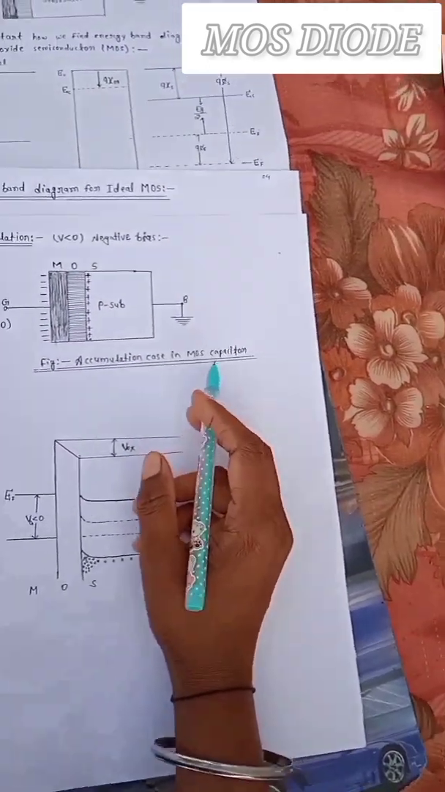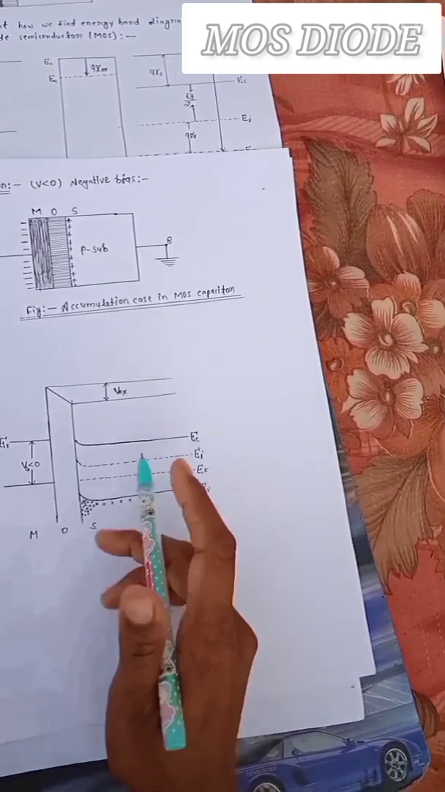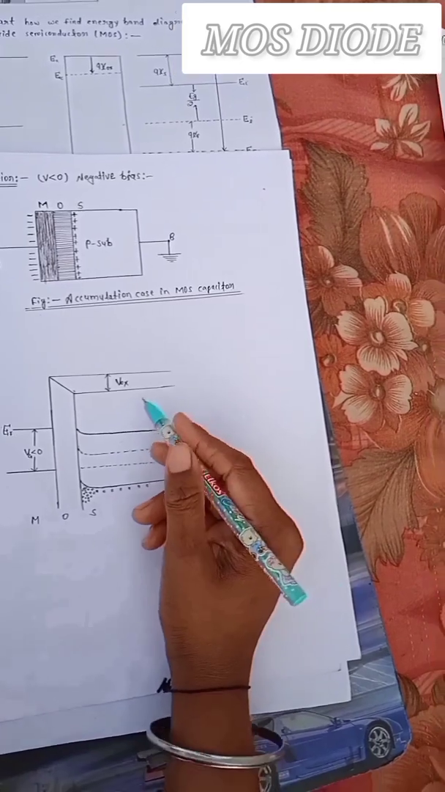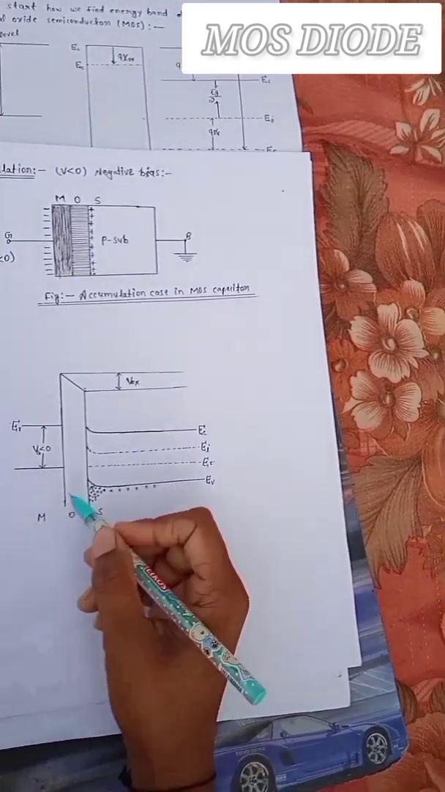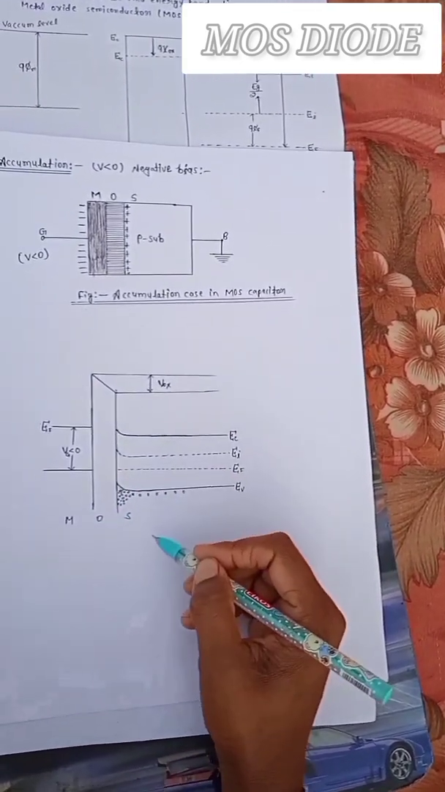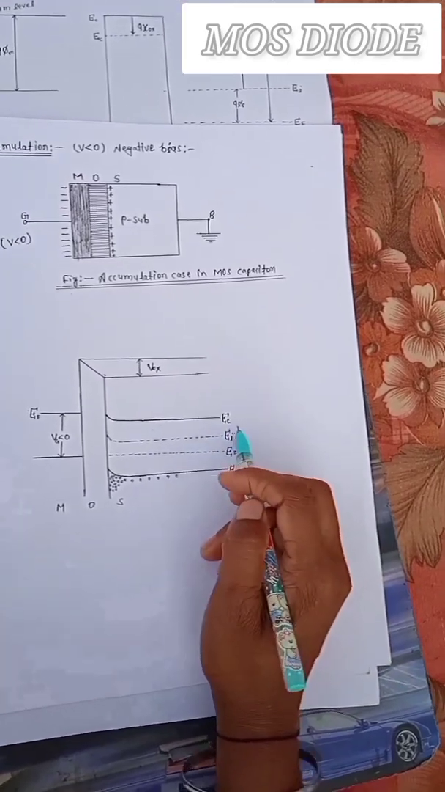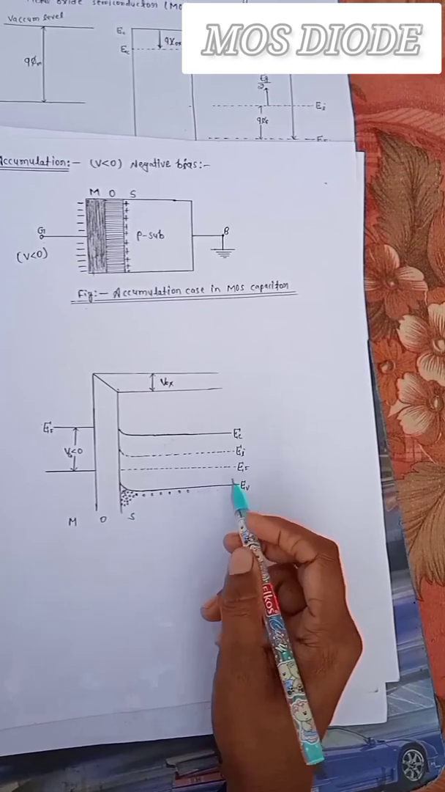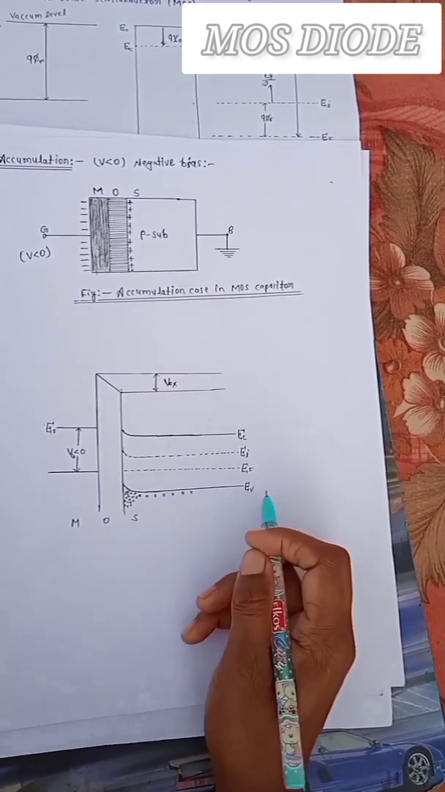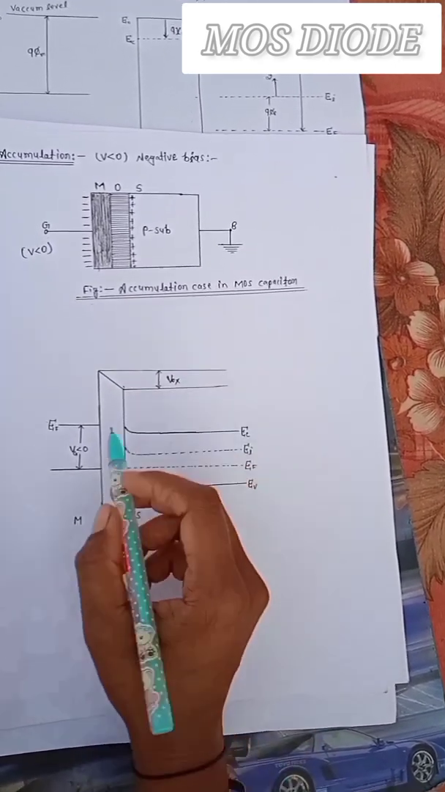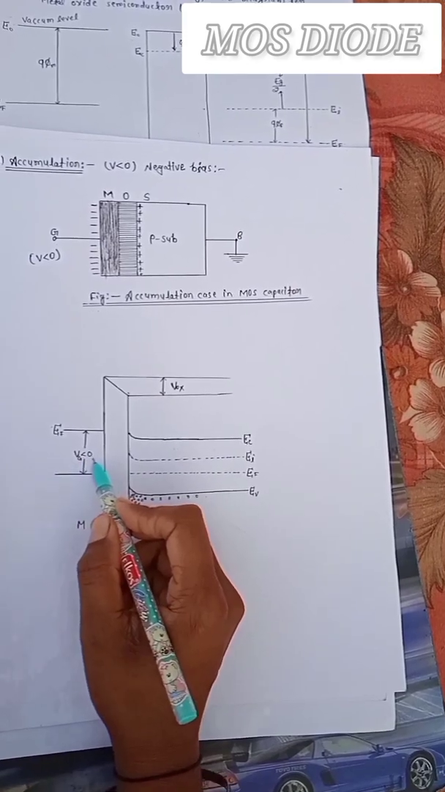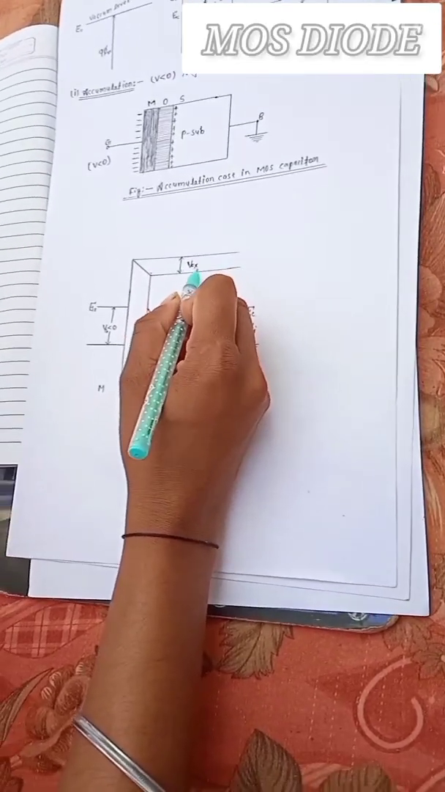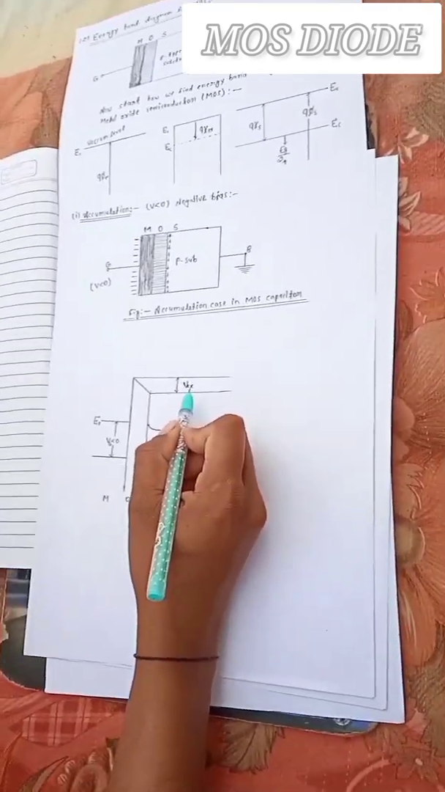Fig: the accumulation case in a MOS capacitor, an energy band diagram for accumulation in a MOS capacitor. This part is metal, this part is oxide, and this part is semiconductor. This is the conduction band EC, this is the intrinsic level EI, this is the Fermi level EF, and this is the valence band EV, and Vg is less than 0, and Vox is the potential drop across the oxide.